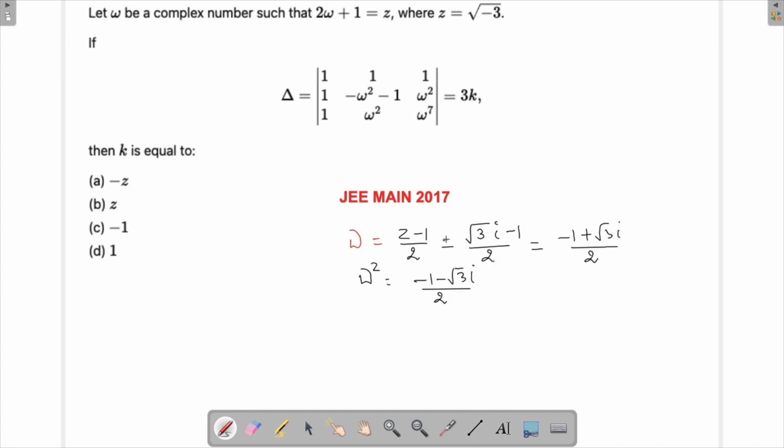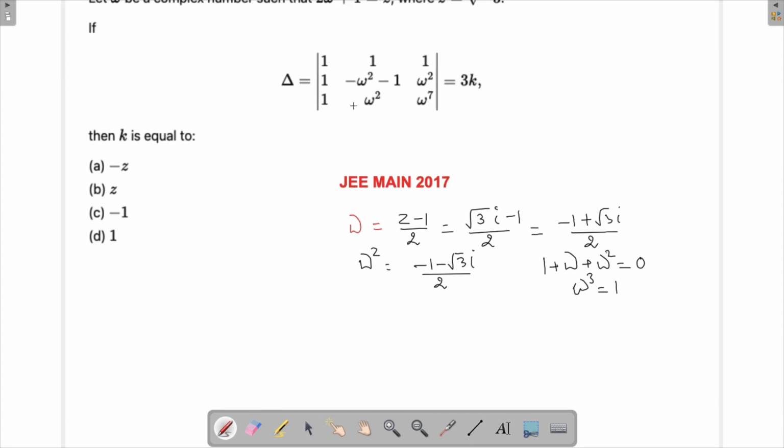And then there will be other properties as well. We should remember that 1 plus omega plus omega square would be equal to 0. And then omega cube will be equal to 1, right? So we have to be careful. Sometimes they try to flip the sign also. So in this case, it is simply the same omega, which is a cube root of unity. So these two relations we should know.